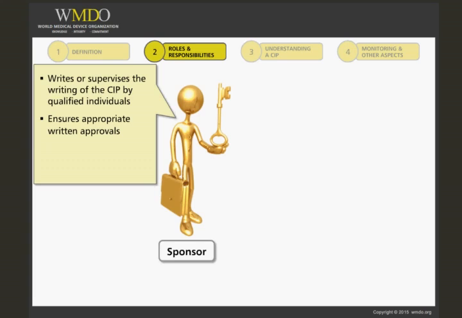The sponsor then ensures that all parties are properly trained about the document, and this training is recorded in the training records or meeting minutes. Such documentation is then filed in the appropriate investigation archives.